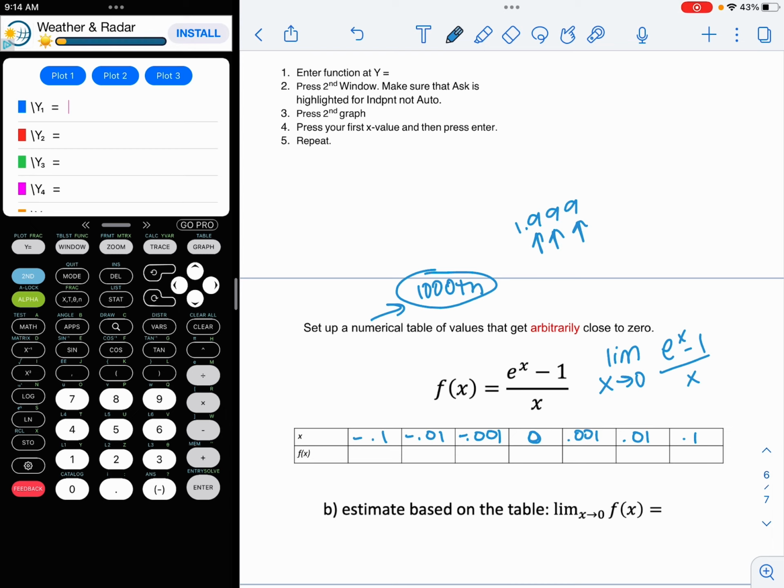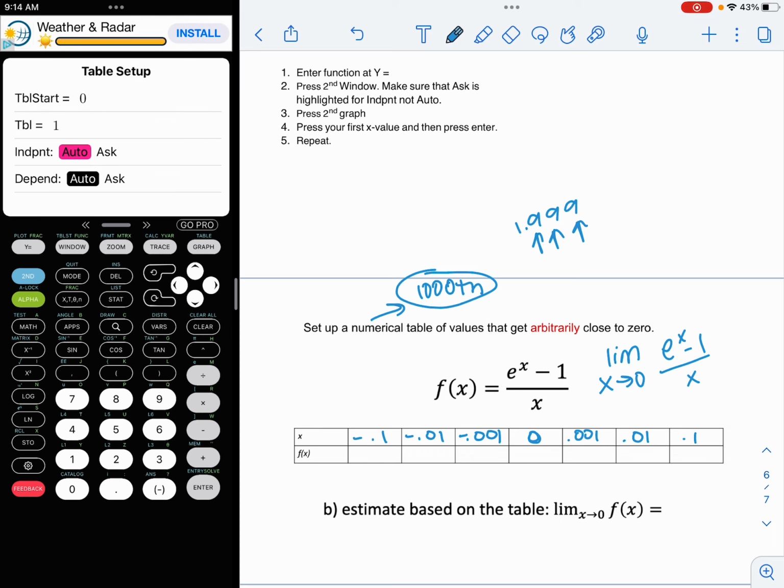So once I got that, now I'll go back to here. So I'm going to start by typing in this function. And I have to use parentheses because the order of operations would make you do 1 divided by x first rather than e to the x minus 1 divided by x. So I'm going to type in e to the x. To get the e to the x, you press second natural log, the ln, minus 1 divided by x. And then I'm going to press second window, and that's going to take me to this table setup.